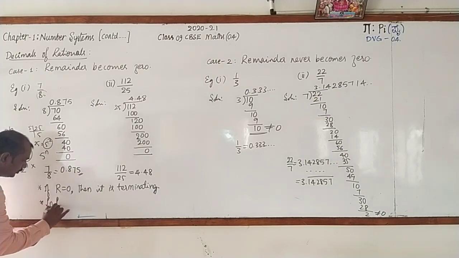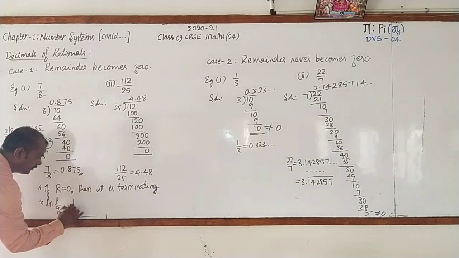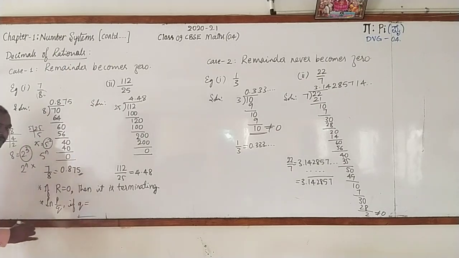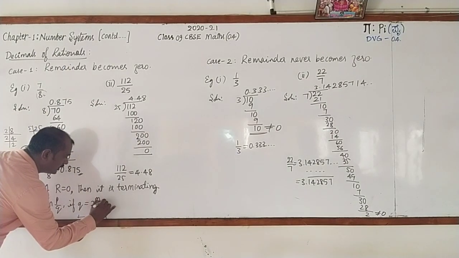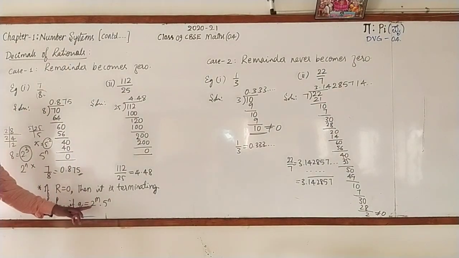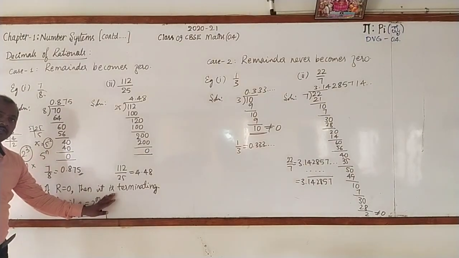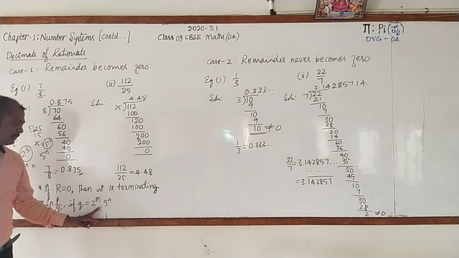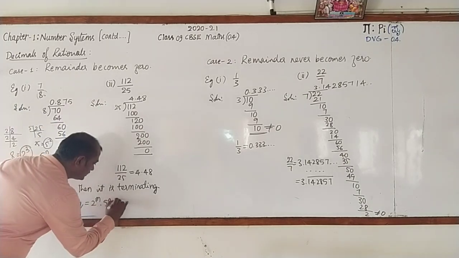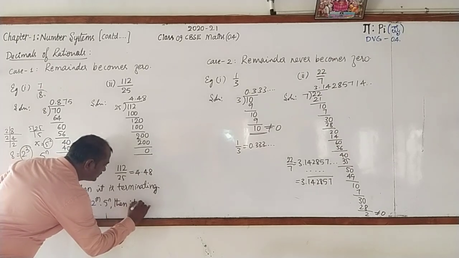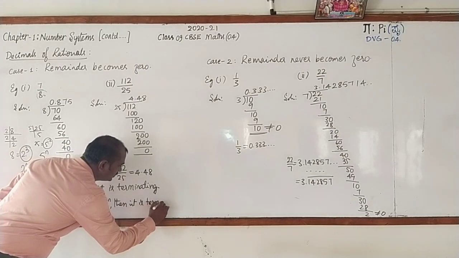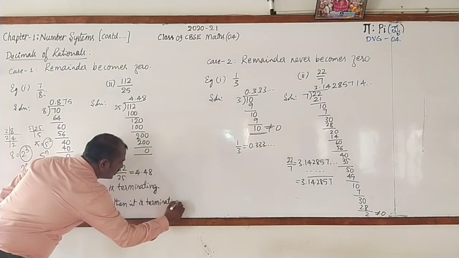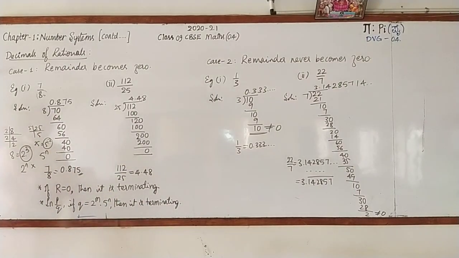I'll write this point. In p by q, if q is of the form 2 raised to the power m into 5 raised to the power n, it means it may be only 2 raised to the power m, only 5 raised to the power n, or 2 raised to the power m into 5 raised to the power n, then it is terminating. I hope that you all have understood this.